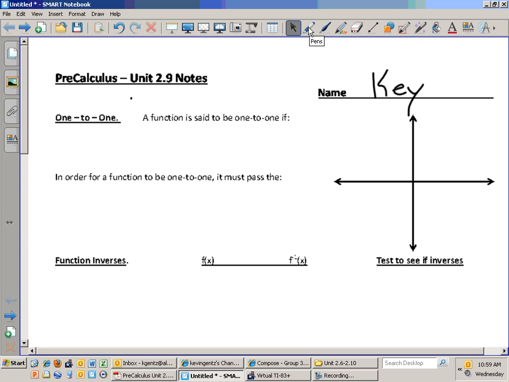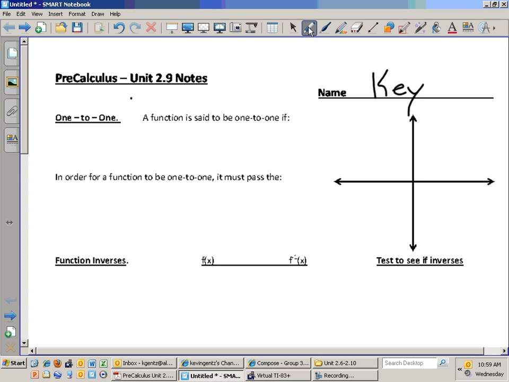We got some new definitions, namely that a function can be one-to-one. This is a new definition for you, and like I asked about the definition of a function last time on the test, you could expect that you may see the definition of one-to-one or the definition of an inverse as well.